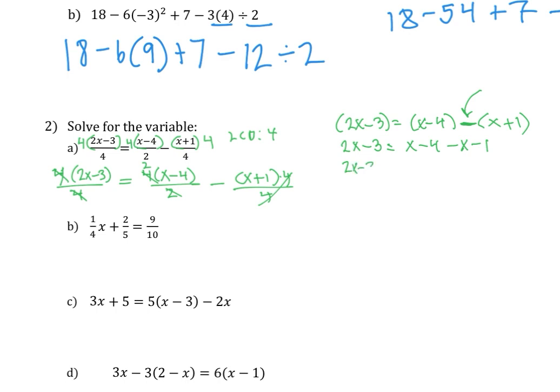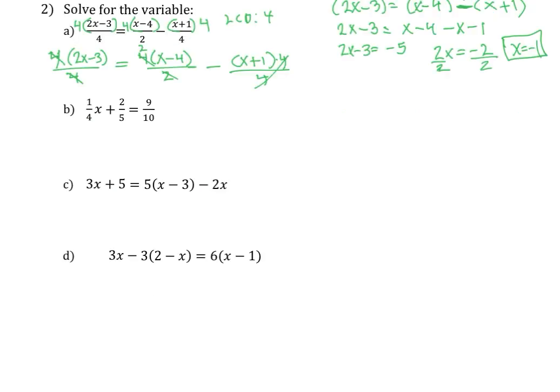We have 2x minus 3. To solve, we need to combine like terms. x minus x is zero, and then negative 4 minus 1 is negative 5. Add that 3 over, we get 2x equals negative 2. And divide both sides by 2, we get x equals negative 1. And if you aren't sure if you got it right or not, you can go back and plug the negative 1 into the original equation to see if you got it right.